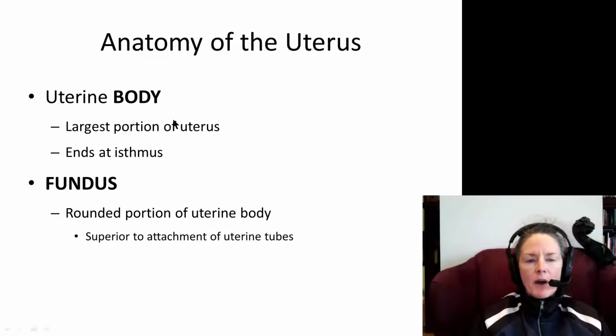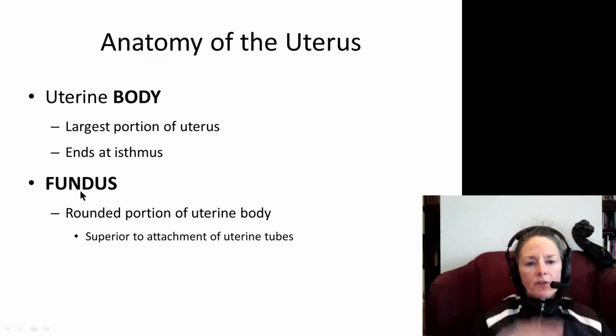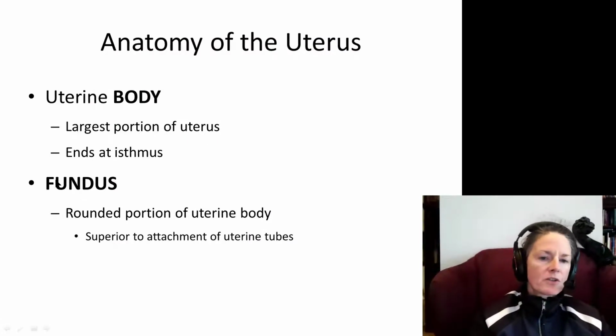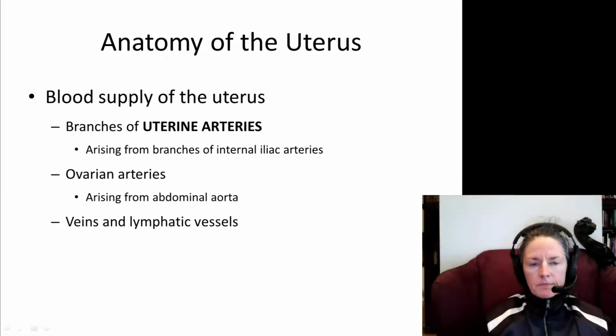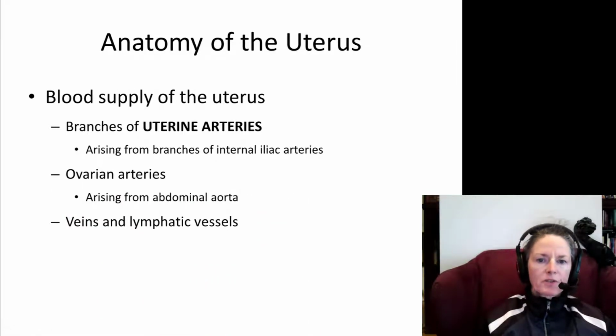All right, so the uterine body is the biggest part, and the fundus is the dome-shaped top part. We've seen the term fundus before, and it's going to be superior to where the uterine tubes come in. Now, if we talk about the blood supply to the uterus, we have the uterine arteries, and these are going to be branches of the internal iliac arteries, and we're going to have the ovarian artery. And this is our gonadal artery.